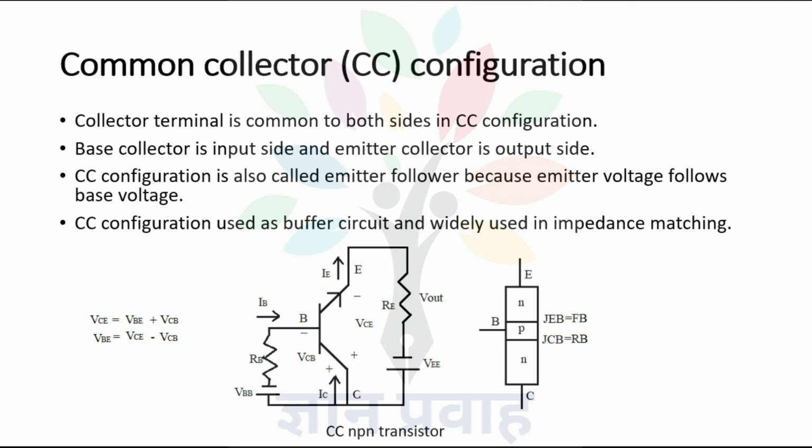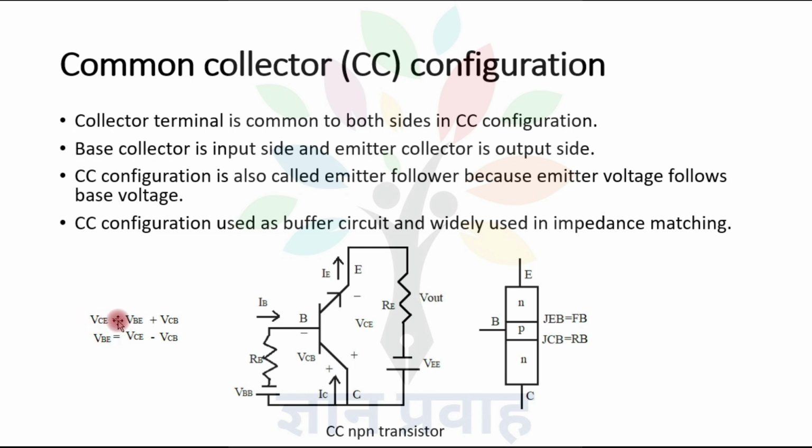The last configuration is common collector or CC configuration. So in case of common collector configuration, collector terminal is common to both input and output sides. And one common collector NPN transistor configuration is given here. Collector terminal is common to input side and output side. Here input side is base to collector and output side is emitter to collector. And by applying Kirchhoff's voltage law, we are calculating VCE voltage and VBE voltage.